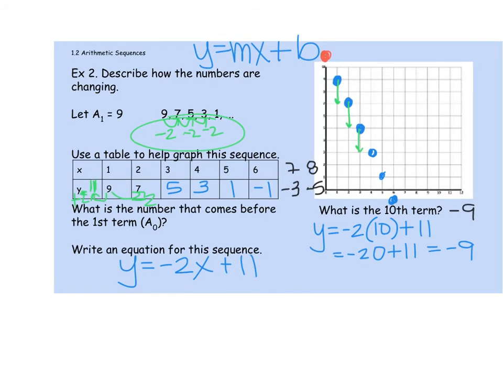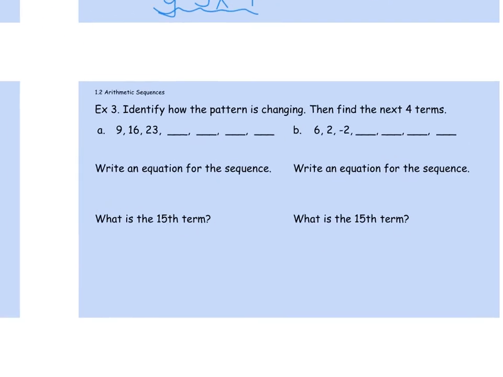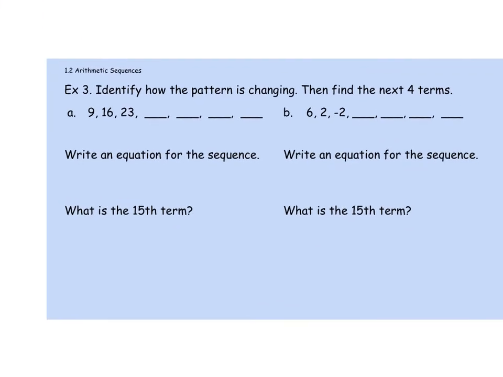Okay. I got a few more examples just to work with arithmetic sequences. Just a couple more examples, and I'll let you all get on to the practice. So here it says identify how the pattern is changing, then find the next 4 terms. Okay. So from 9 to 16. Oh gosh, that's hard to do in my head, right?